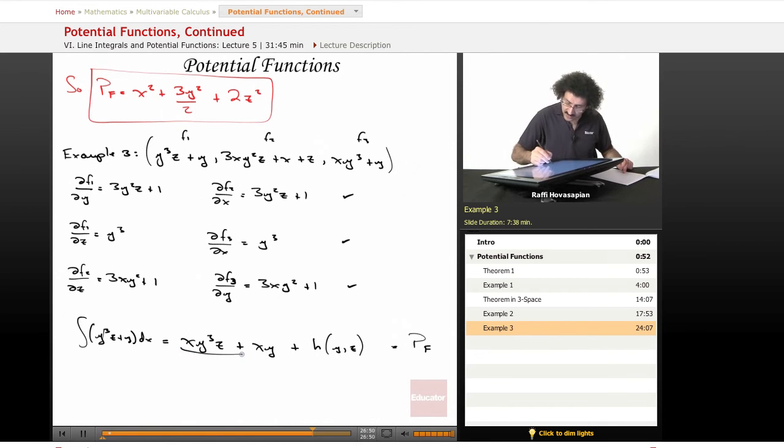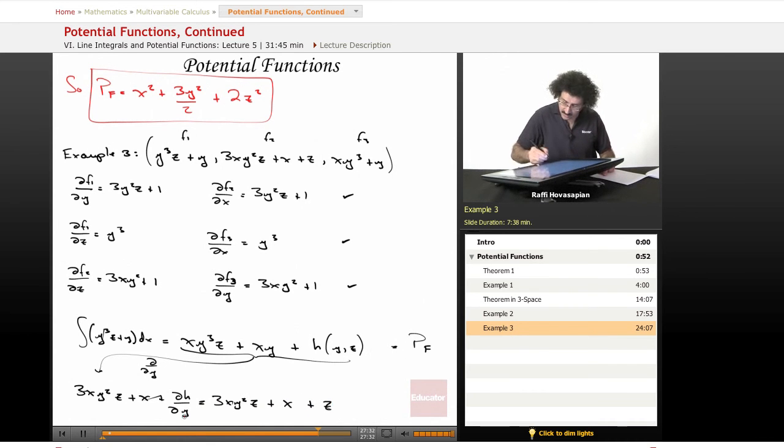Now I'm going to differentiate this with respect to y, and set it equal to the second coordinate function. When I differentiate this with respect to y, I get 3xy squared z plus x plus dh dy. That equals 3xy squared z plus x plus z.